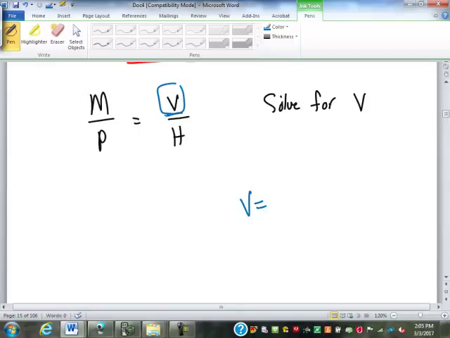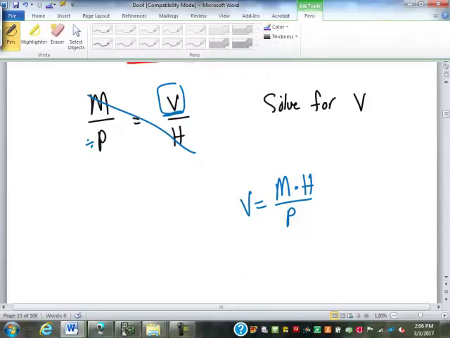Well, I treat the v as though it's not there. So there's only two letters that are diagonal from each other if I take out the v. What two letters are they? M and H. So it's m times h. So then what letter is left over that I'm going to divide by? P. The p. Very good. So divide by p. So v is equal to m times h divided by p.